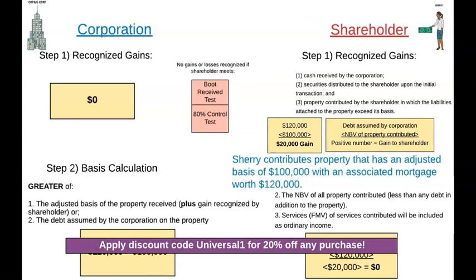Okay, so that sums up C Corp formations. Just know the three things that they could potentially ask you. We have to know what is the basis to the corporation, what is the basis to the shareholder, and what is the recognized gain to the shareholder. If you can calculate those three, you're going to screech out with excitement at the Prometric Test Center when you see these questions hit the screen of that 1999 computer edition that they use at those test centers. Hoorah! Let's move on to our next section.